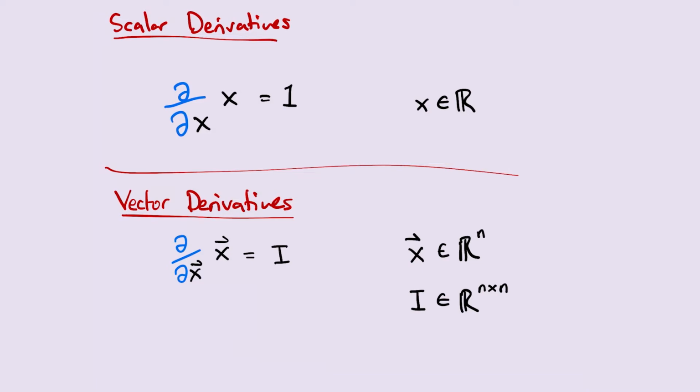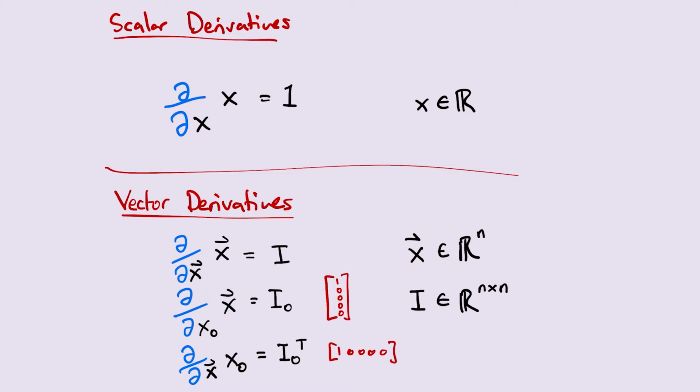And similarly to the derivative of x being the identity matrix, if you just take the derivative with respect to, say, the first element of x, x naught, then you get the first column of the identity matrix. Similarly, if you take the derivative with respect to x, the vector, of just the first element of x, then you get the first row of the identity matrix.